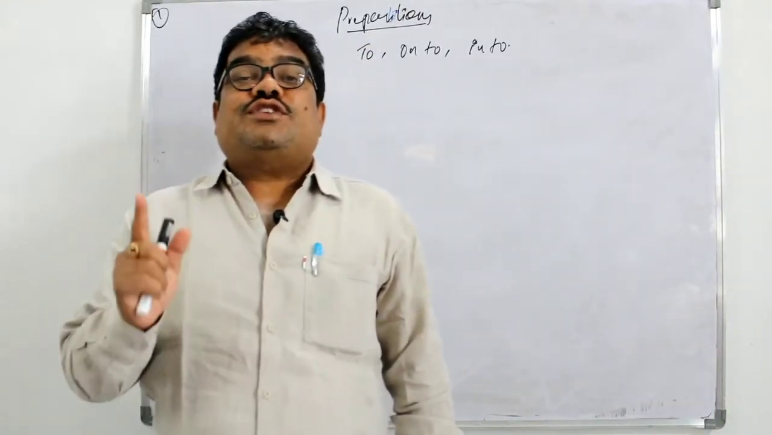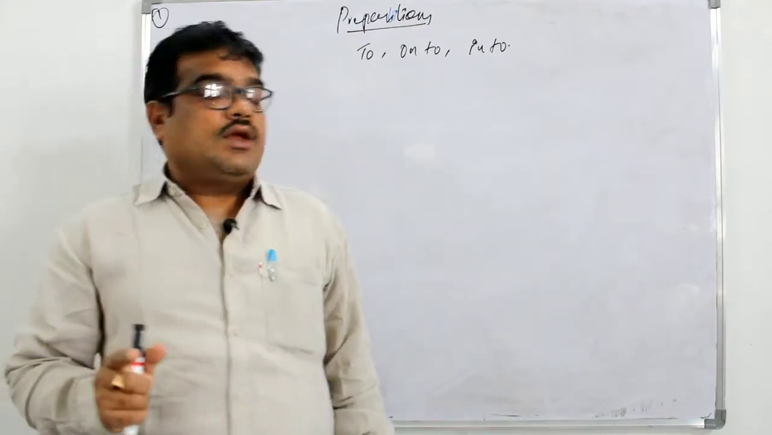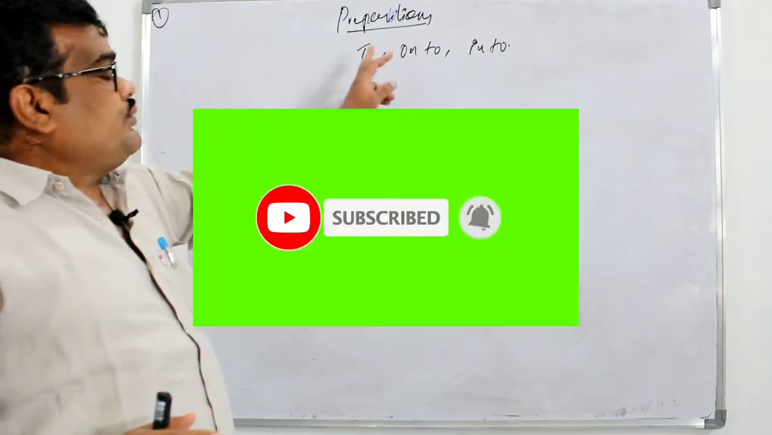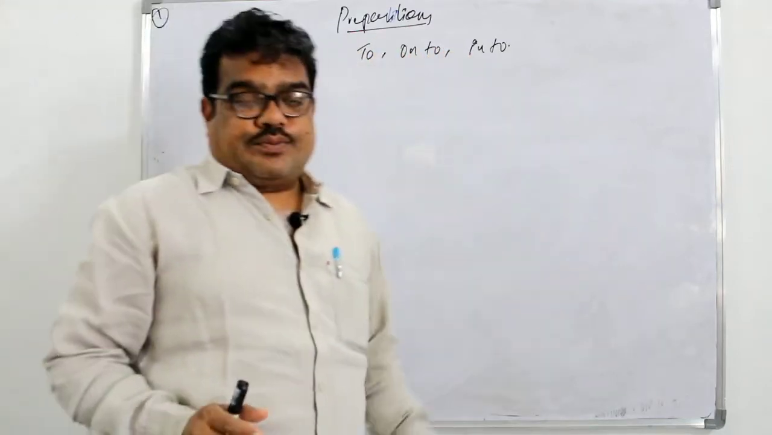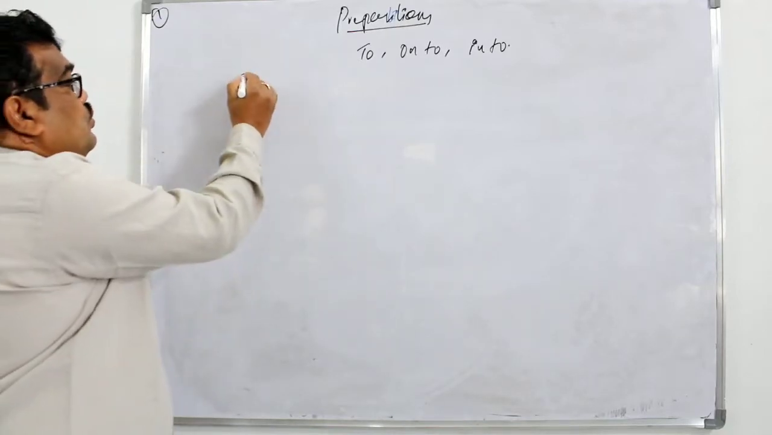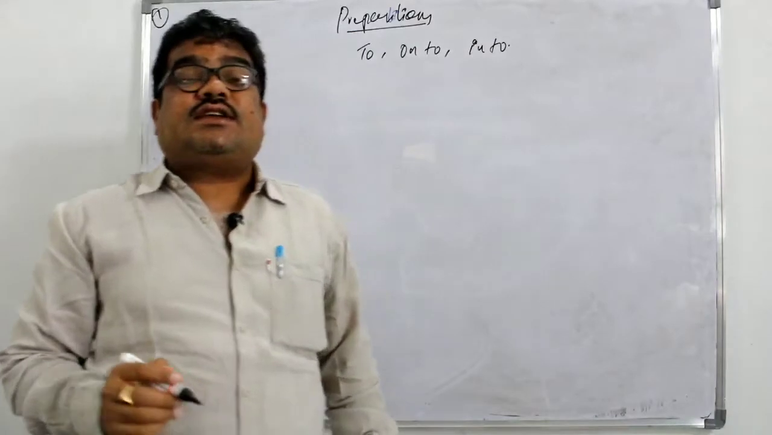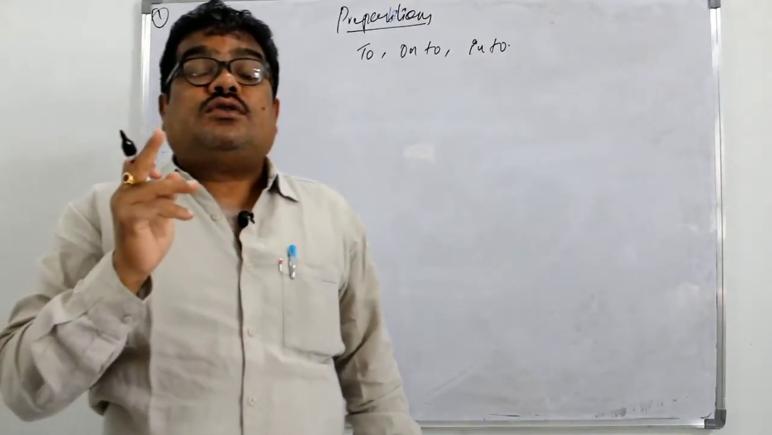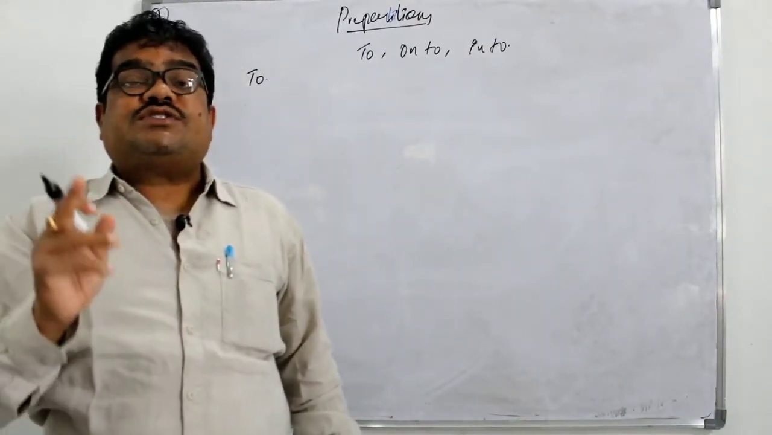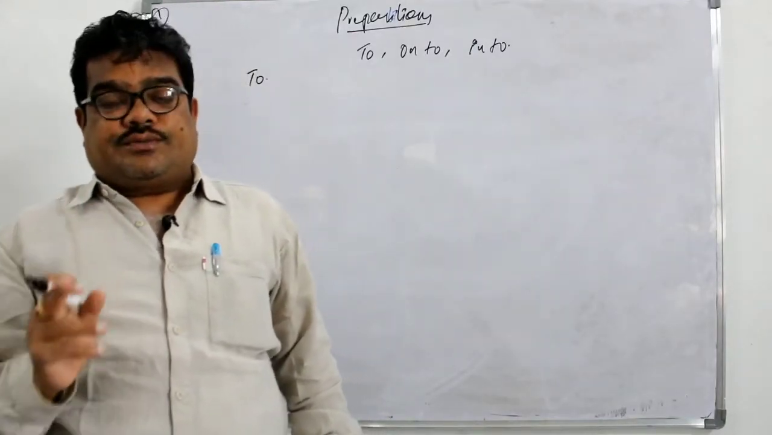Today, we shall discuss the prepositions of direction. Here we have to, onto, and into. First, we will discuss to. To, the basic work of that is it implies direction towards a goal. It talks about your direction.